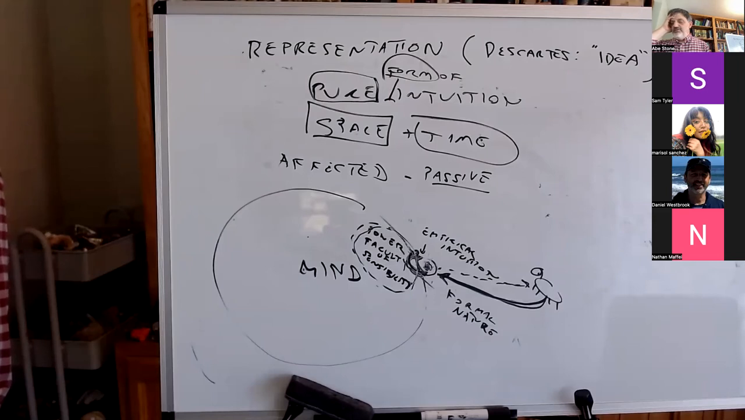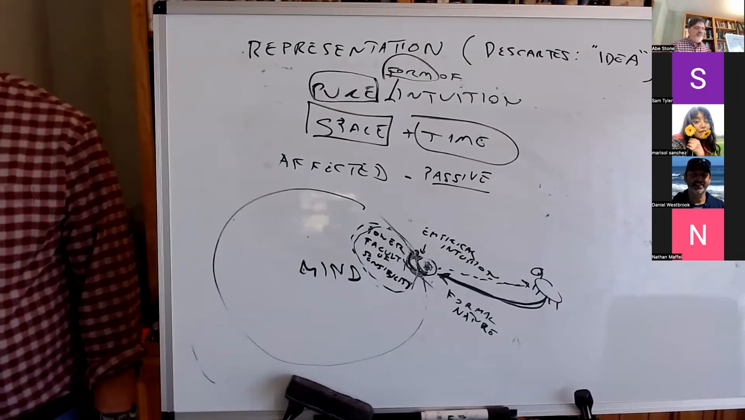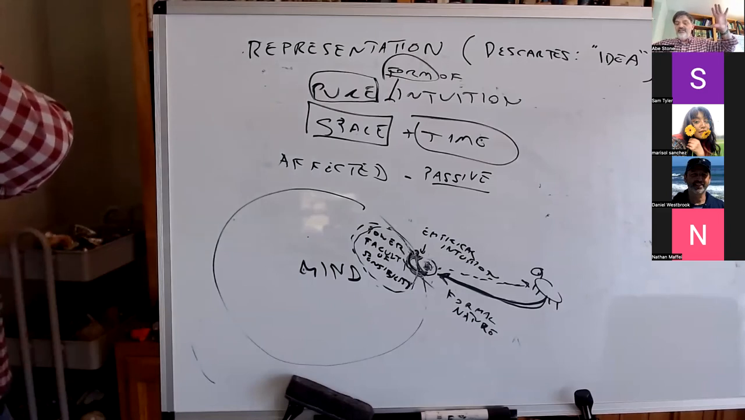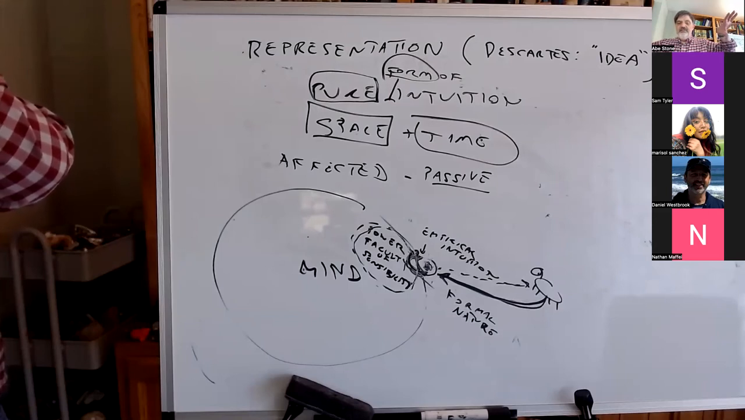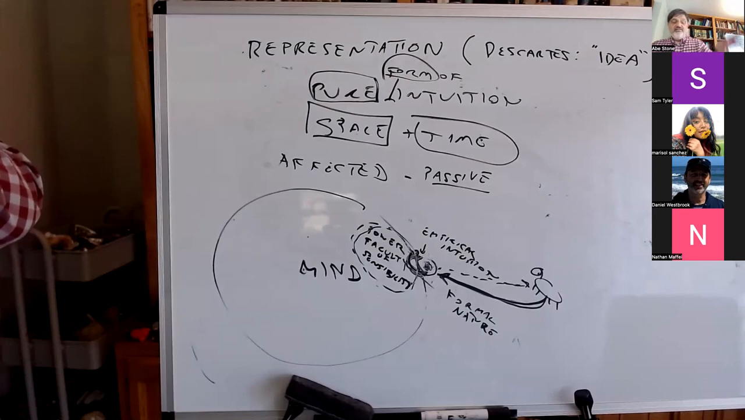So notice what this doesn't mean. It doesn't mean that space and time are a kind of ghostly grid that we see inside our head, and sensation is like the filling that fills in the grid. I think people often think that Kant means that. And by people, I don't just mean students or something. I mean interpreters of Kant often think that he means that, right?